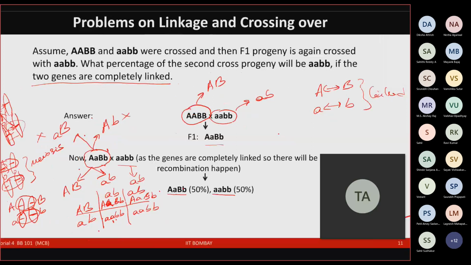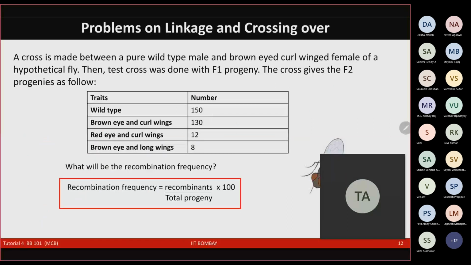Okay. So a cross is made between a pure wild-type male and a brown eye curled winged female of a hypothetical fly. Then a test cross is done with the F1 progeny. This cross gives you the F2 progenies as follows. So this is just a numerical question, you don't have to construct any chart here, but you have to know what the recombinance is. So the wild type is this one, and this is the female. Okay. So the wild type and the female, both of these are the homozygous forms.